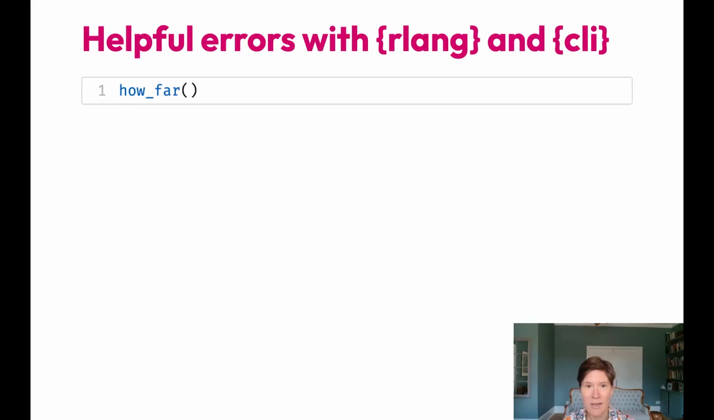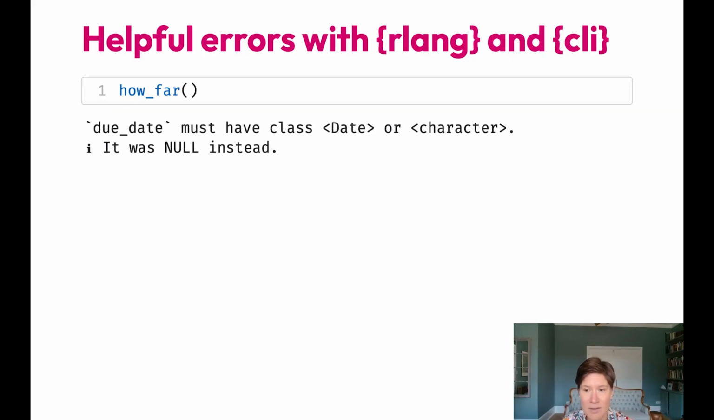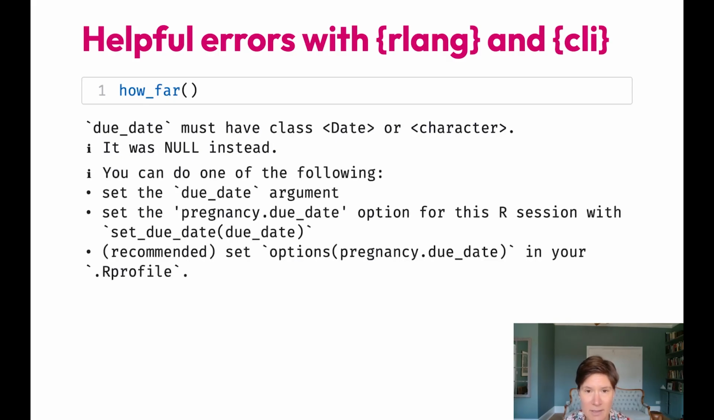So what does that do? Well, we're using rlang and cli, and it's going to inform us exactly what the problem is, and then it's going to tell us how we can fix it. You can set the due date argument. In the second bullet, it says you can set the pregnancy.dueDate option using a helper function provided by the package, the setDueDate function, or the recommended approach is to set options pregnancy.dueDate in your R profile.